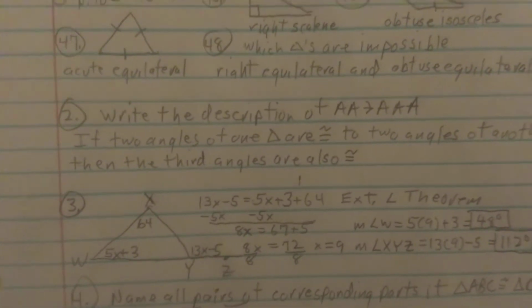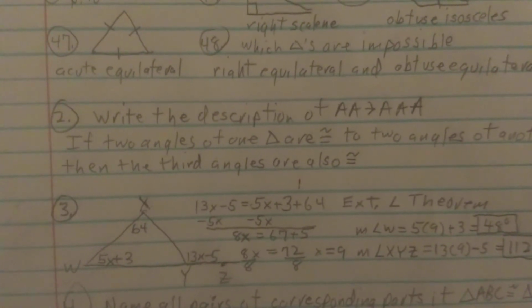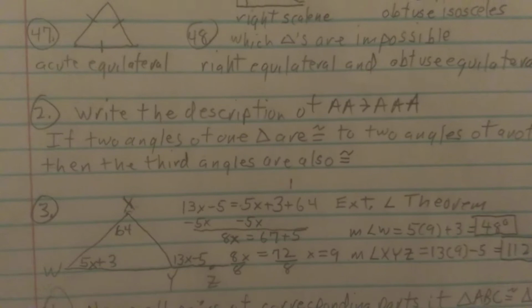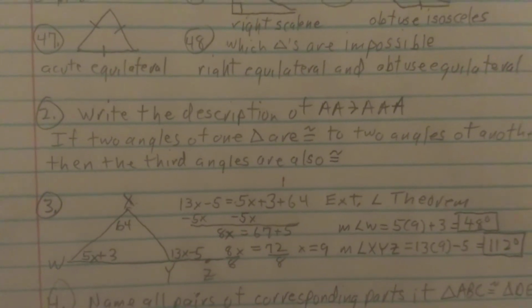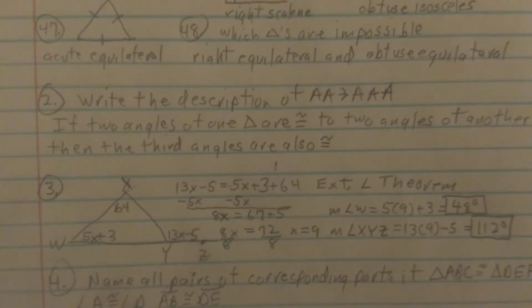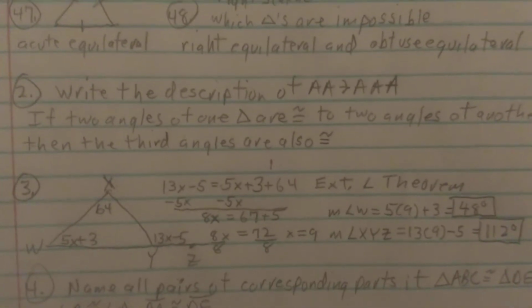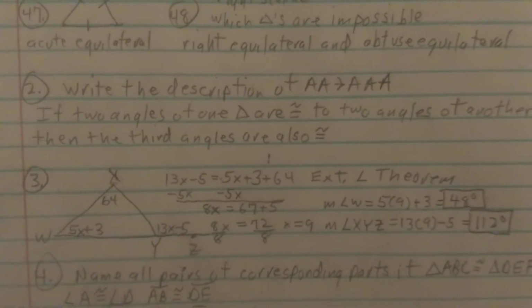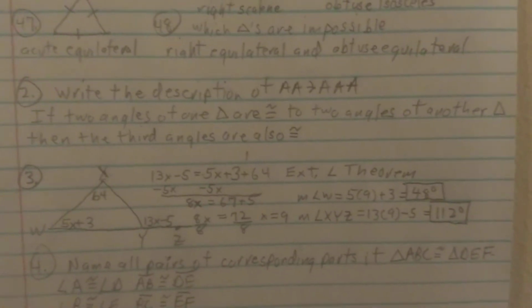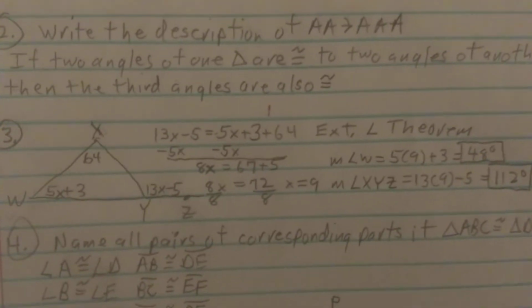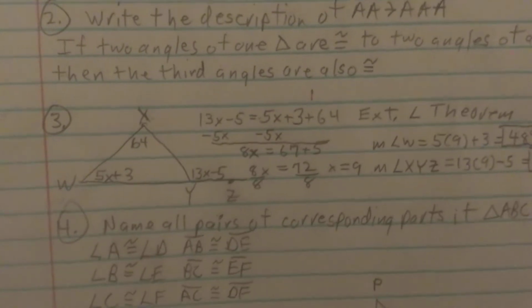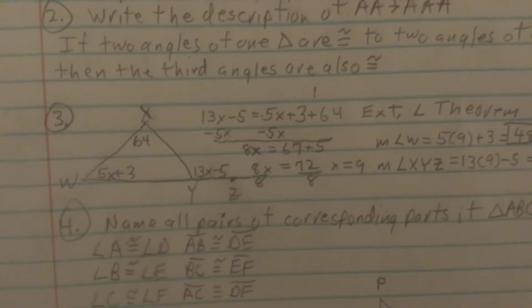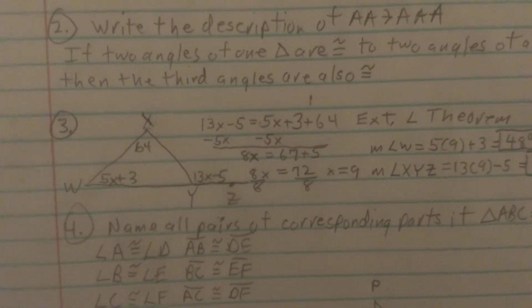Now problem 2 is write a verbal description of two corresponding angles implies 3 corresponding angles. So if 2 angles of a triangle are congruent to 2 angles of another triangle, then the third angles are also congruent. Now problem 3 is an example for the exterior angle theorem.